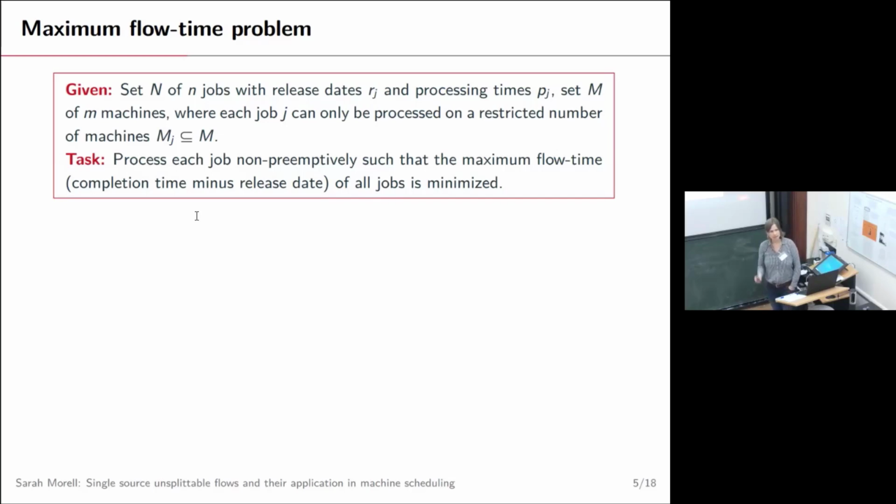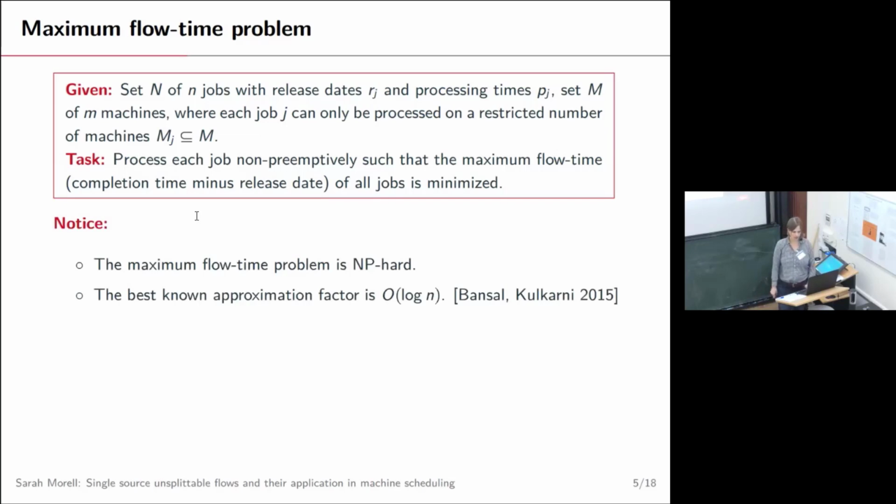It means that's the time a job spends in the system, so the completion time minus the release date. A quite classical problem in machine scheduling. It is NP-hard, and the best known approximation factor is actually of log n, which is due to Bansal and Kulkarni from 2015.